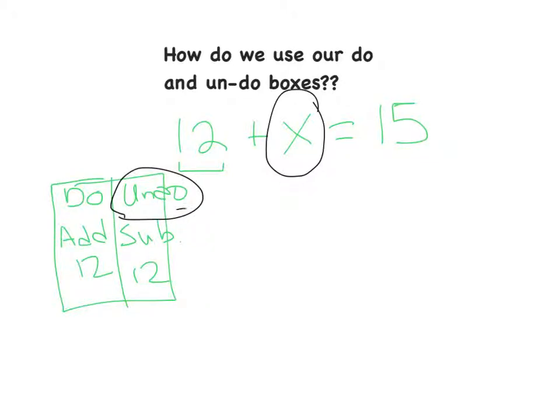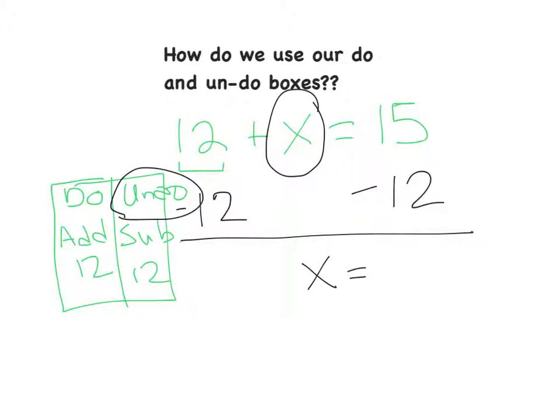So that means I would subtract 12 from this side of the equation, and what you do to one side of the equation, you have to do to the other side. So I would subtract 12 from both sides of the equation. When I subtract 12 from positive 12, I get 0. So we get x equals 15 minus 12, which is 3.